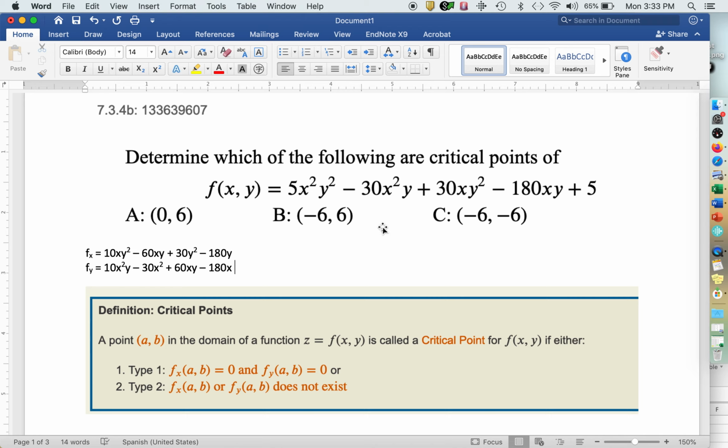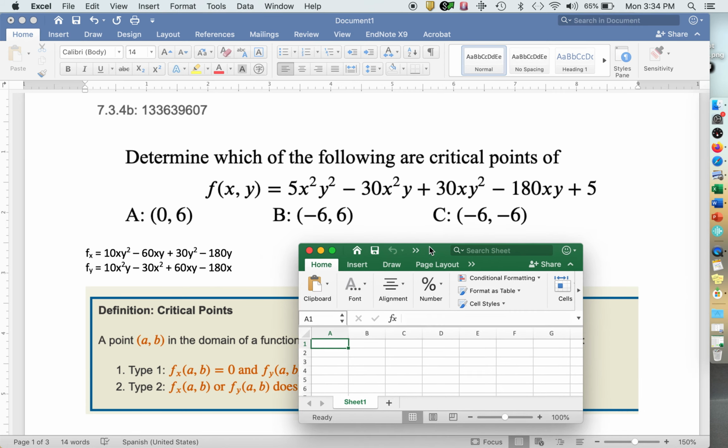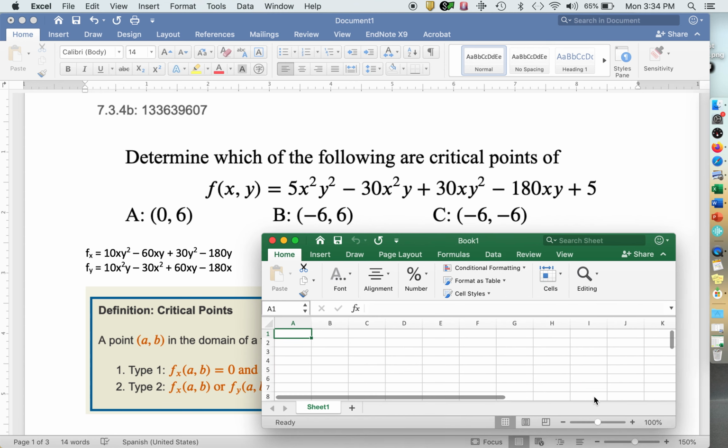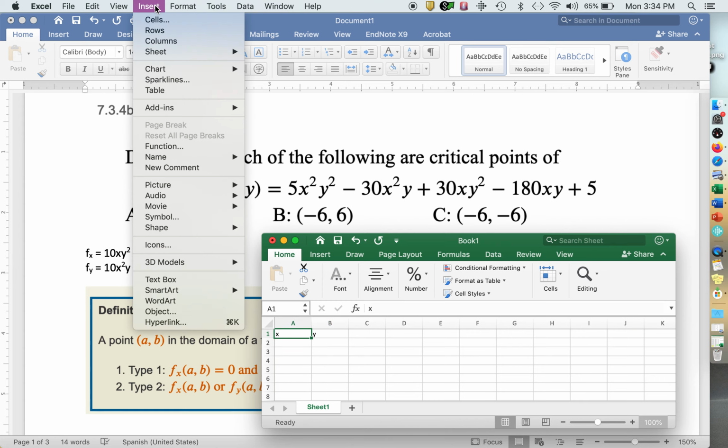Okay, so it looks like I could set both of these to 0 and try to solve them, but that looks like it might be somewhat disgusting to try to solve. It might factor pretty, but you know, we don't have to worry about it, because all we're trying to do is see if those are both 0 at these points. So I'm just going to pull in Excel at this point. Now if I had an open-ended question on an exam or something, and I'm trying to come up with my own points and I didn't have some that were given, I'd have a lot more work to do. But as it is, I just want to know whether these are critical points or not.